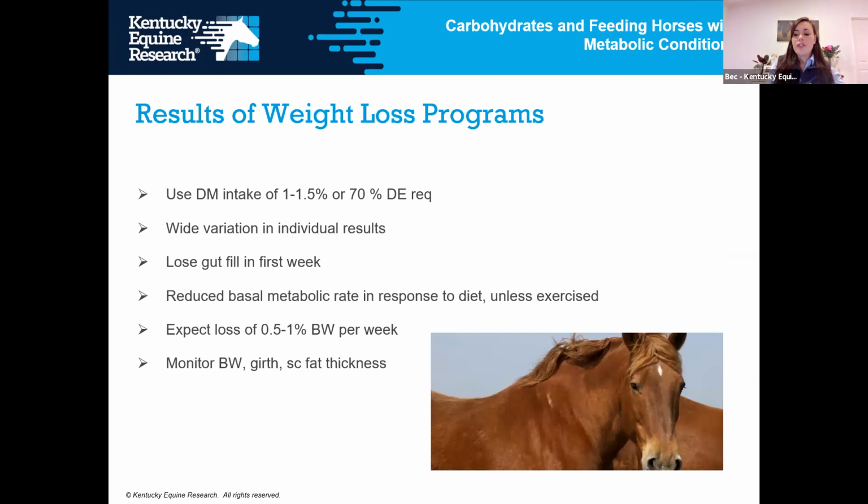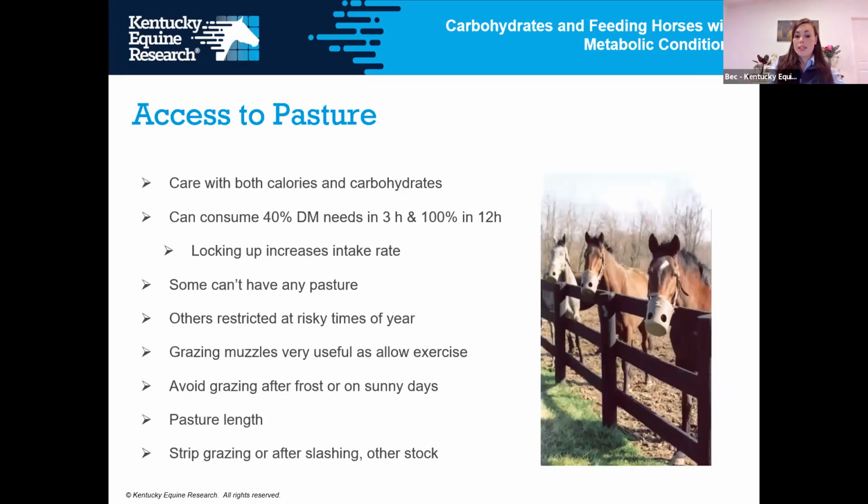So in the first week, you're likely to see them lose some gut fill because you're starting to restrict that free access to forage. But like I said before, you've got to look at it overall on a continual basis.